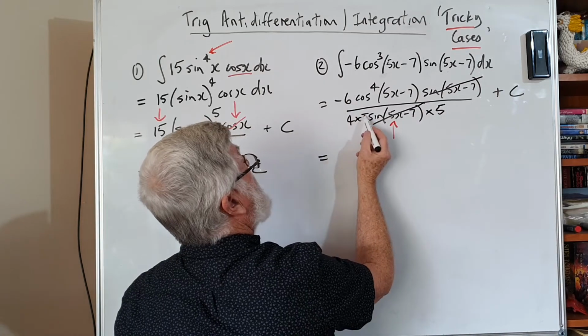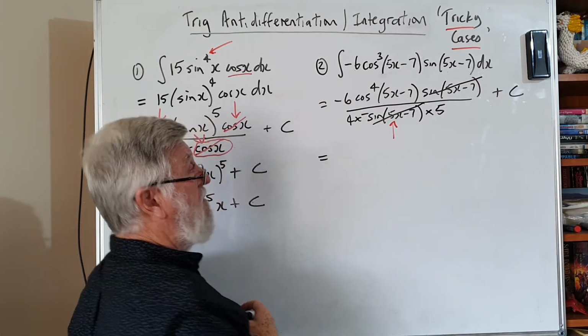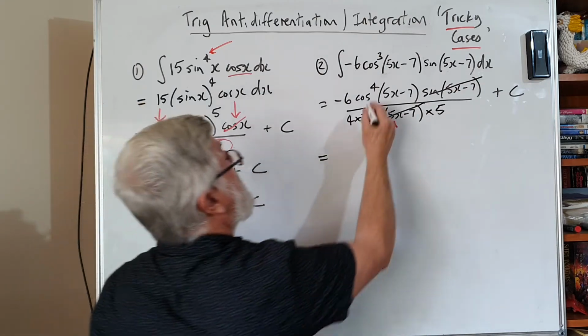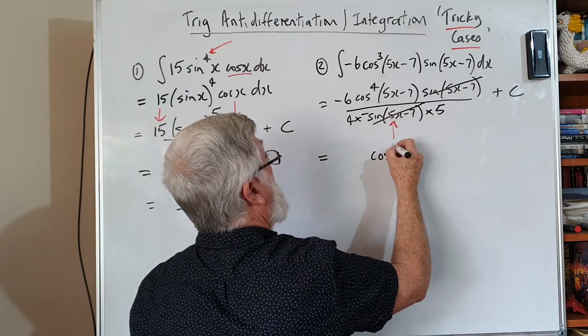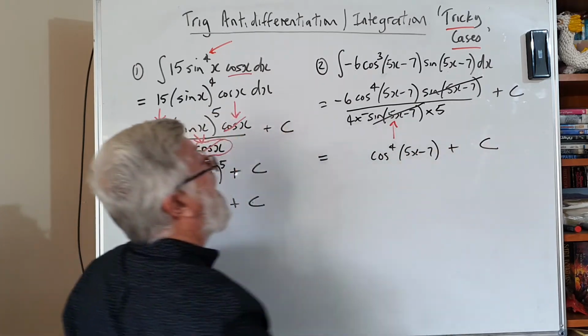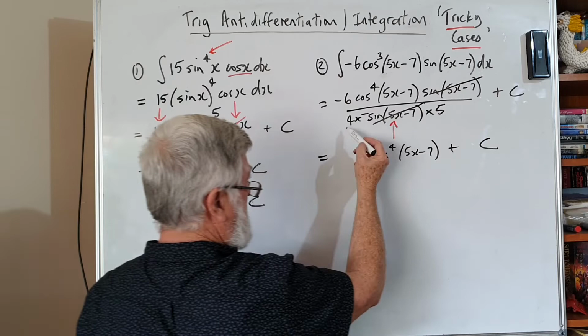I've got two negatives, make a positive, I don't have to worry about them anymore. All that sine 5x minus 7 is gone, don't have to worry about that anymore. So I've got a cos to the power of 4 of 5x minus 7. I've got plus a constant, and then I've got this big part here, the 6 and the 4 5s are 20.